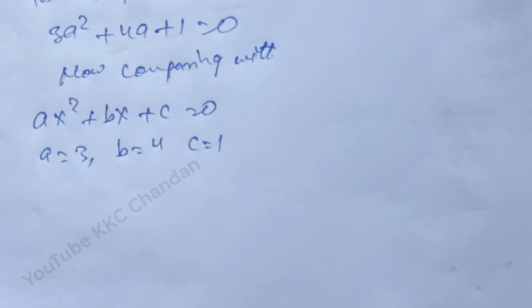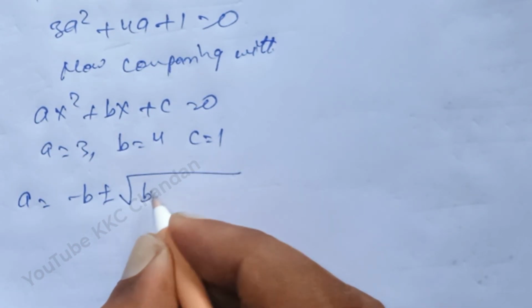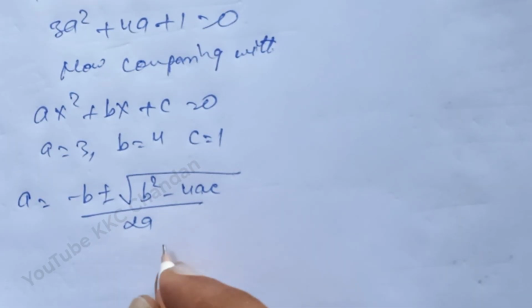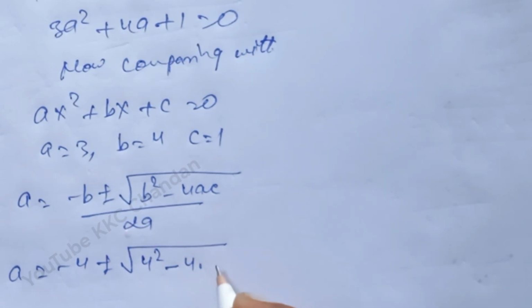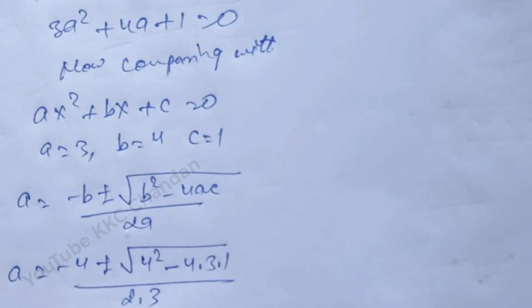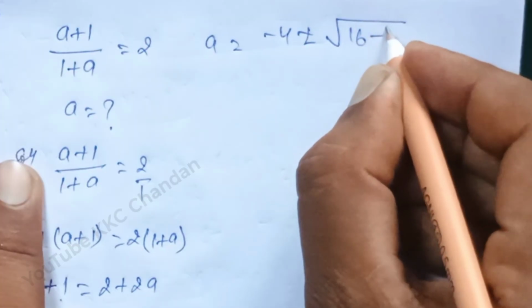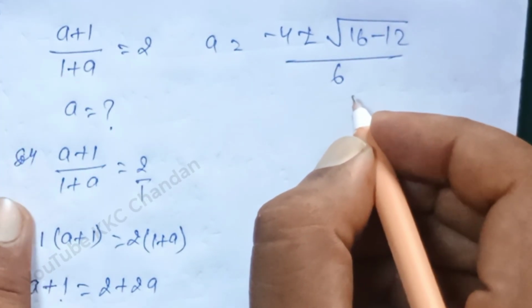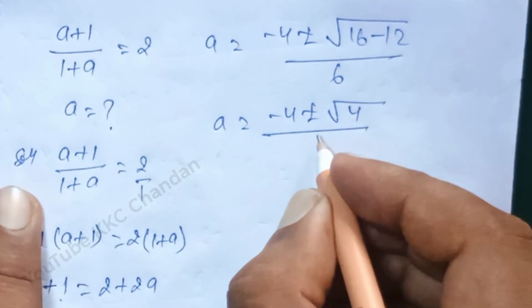Therefore, the quadratic equation formula is that x is equal to minus b plus minus root under b square minus 4ac divided by 2a. Put the values in this place. See here, x is equal to minus 4 plus minus root under 4 square minus 4 into a value 3, c value 1, divided by 2 into a value 3. After that, x is equal to minus 4 plus minus root under 16 minus 12 divided by 6. Therefore, x is equal to minus 4 plus minus root under 4 divided by 6.